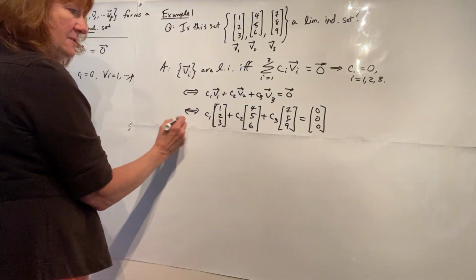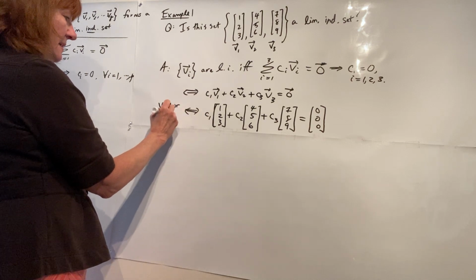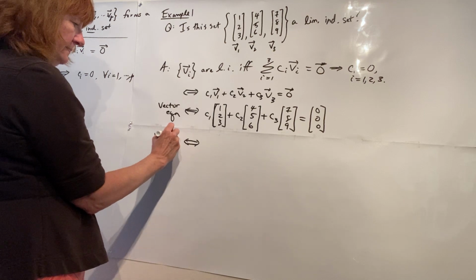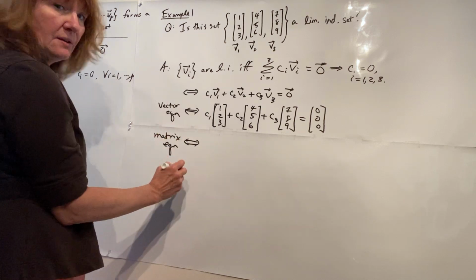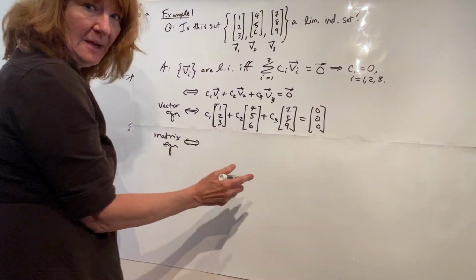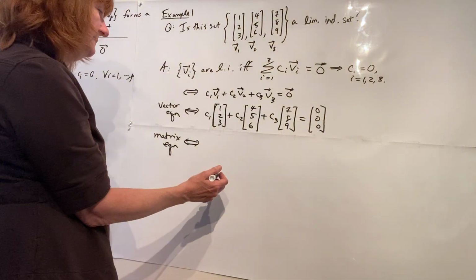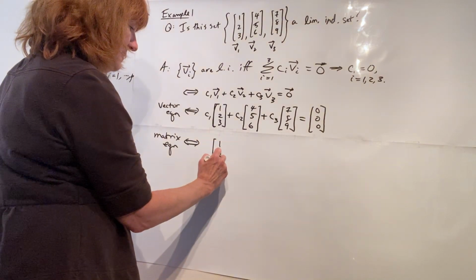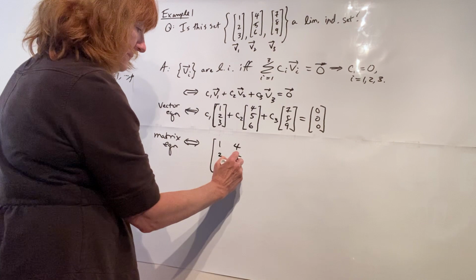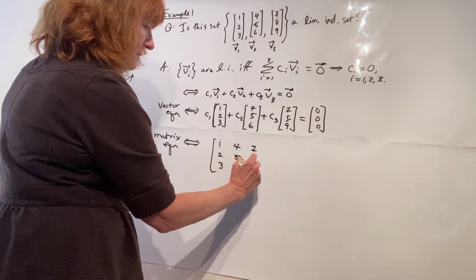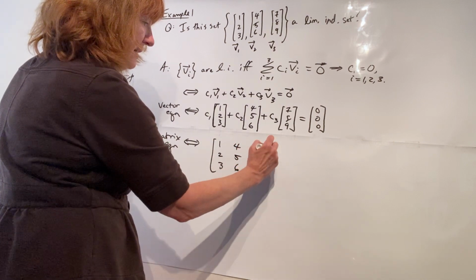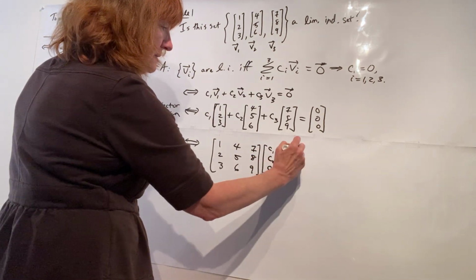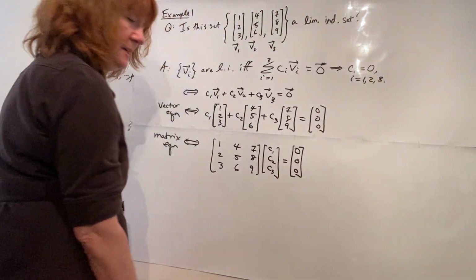So that's a vector equation, right? And that always can be rewritten as a matrix equation. Matrix equation here would look like, you should be able to answer this. You might want to stop the video, try it yourself. Okay, let's see you come back. That's equivalent to saying this matrix multiplied by C1, C2, C3 is equal to 0, 0, 0, right?